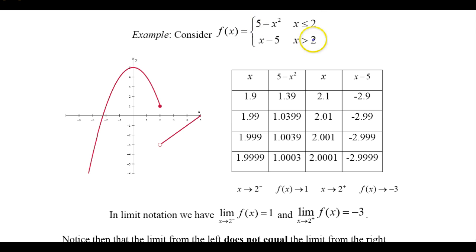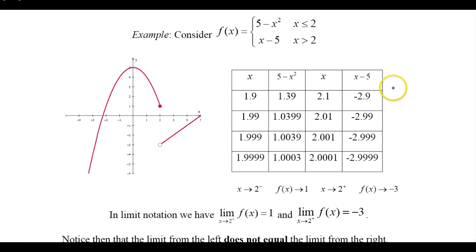So this is a piecewise function that you should be able to graph by hand. 5 minus x squared is a parabola that's facing down because there's a negative in front of x squared, and it has a y-intercept of 5. So this is the parabola that is defined for x values less than or equal to 2. That's why there's that filled-in circle. And then it's the line x minus 5 when x is greater than 2. So this line over here, when x is greater than 2, that's why there's this open circle. We have just this linear piece to the function. So here's the graph of this piecewise function.